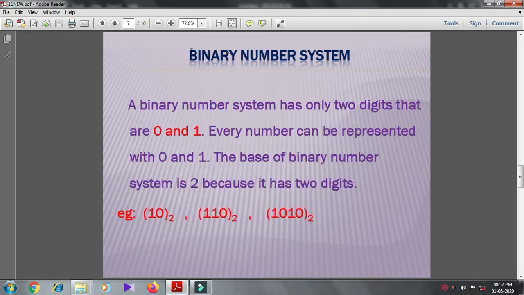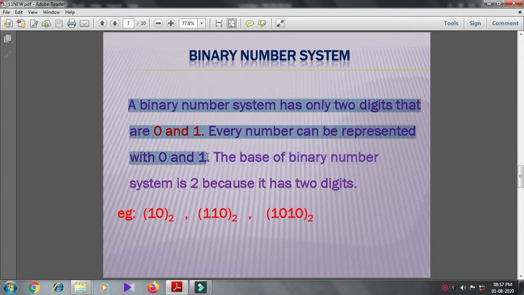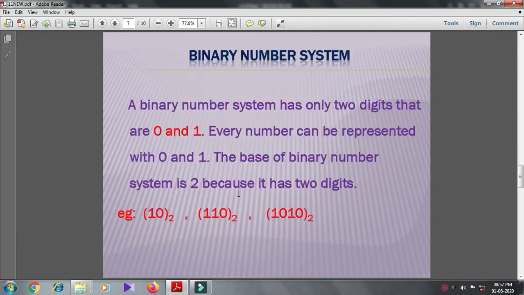Next, binary number system. A binary number system has only 2 digits, that are 0 and 1. Every number can be represented with 0 and 1 in the binary number system. The base of binary number system is 2 because it has only 2 digits, that is 0 and 1. For example, 10 base 2, 110 base 2, 1010 base 2. Binary number system means it has only 2 digits, 0 and 1. Every number can be represented with 0 and 1.